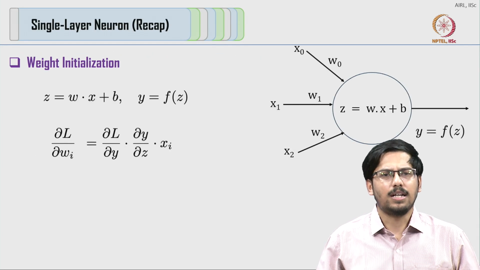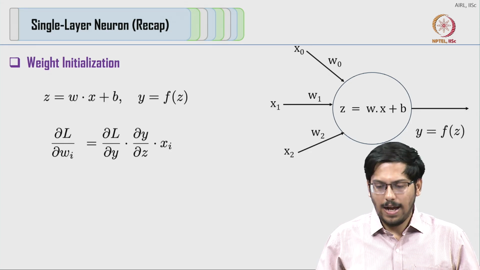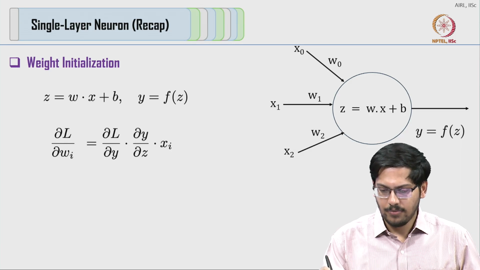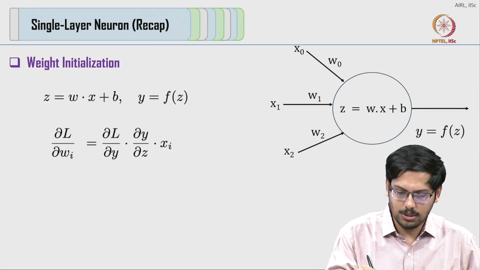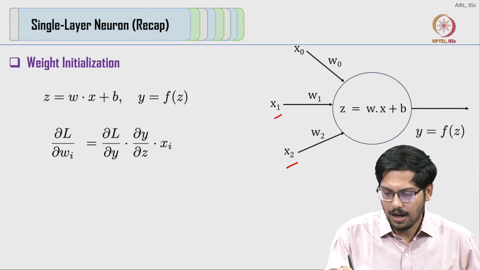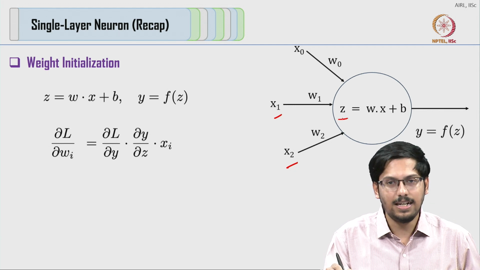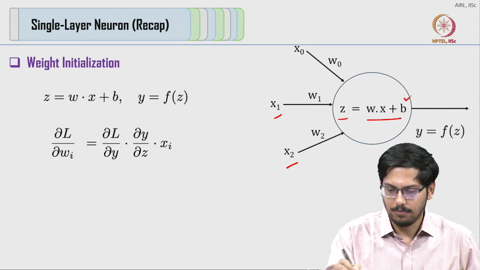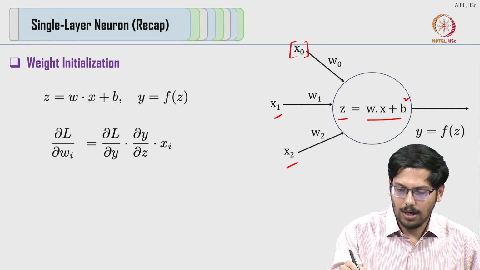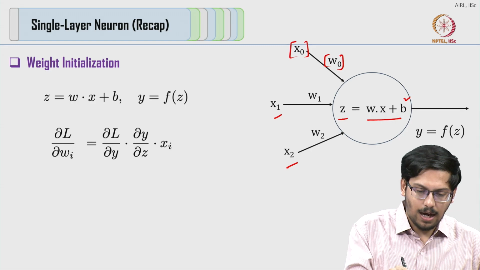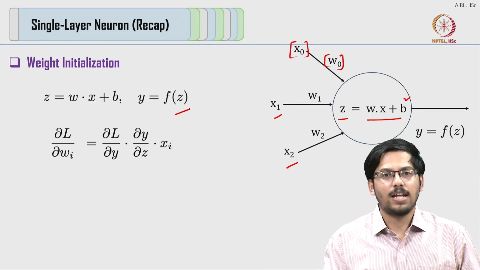Okay, so before we start, let's do a quick recap on a single layer neuron. As we can see here, we have the single layer neuron on the right. We have inputs x1 and x2, corresponding to that we have its weights, and hence the output, which is denoted as z here, can be written as wx plus b, where b is the bias term. So the x0 and w0 relate to the bias term. Finally, we can write the output y as f of z.